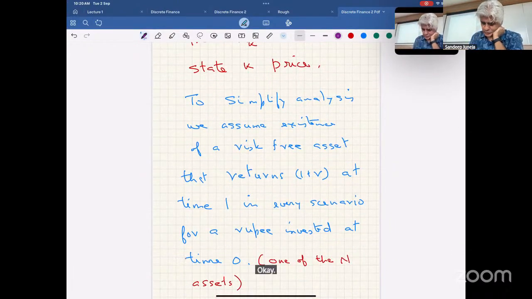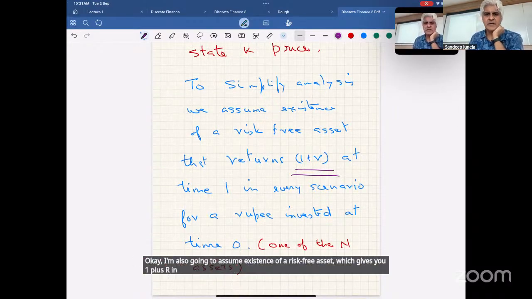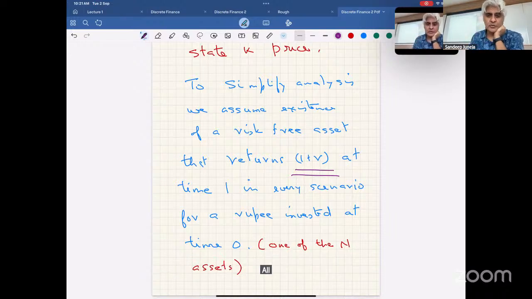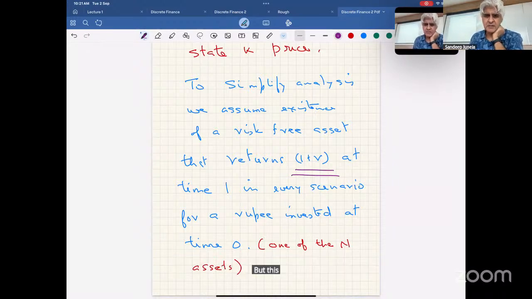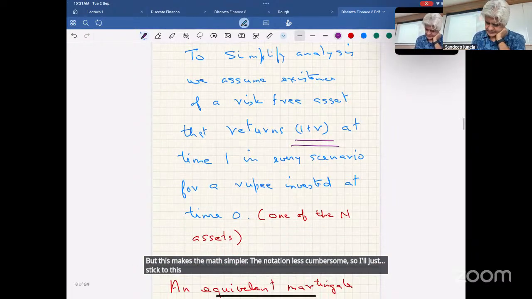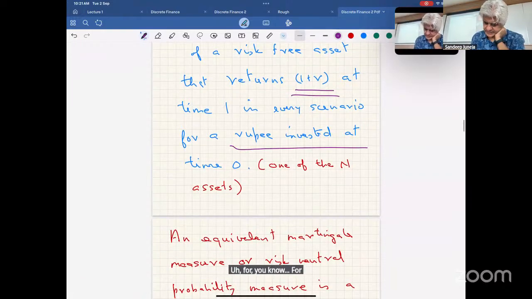Okay, I'm also going to assume existence of a risk-free asset which gives you 1 plus r in every scenario. All I really need to assume is that I have a security which gives a strictly positive payoff in every scenario. But this makes the math simpler, the notation less cumbersome, so I'll just stick to this. For a rupee invested at time 0.